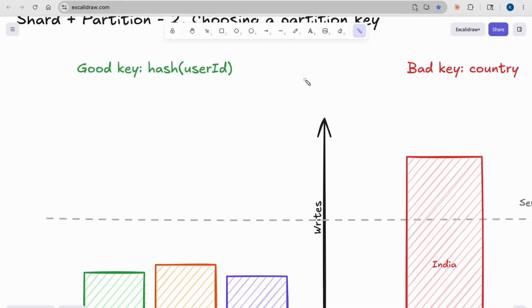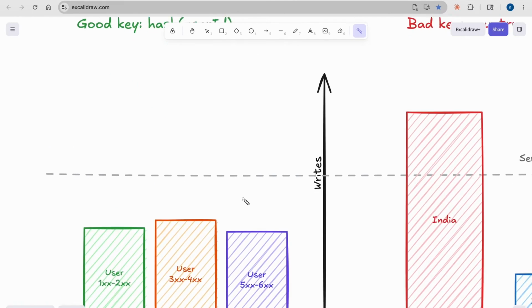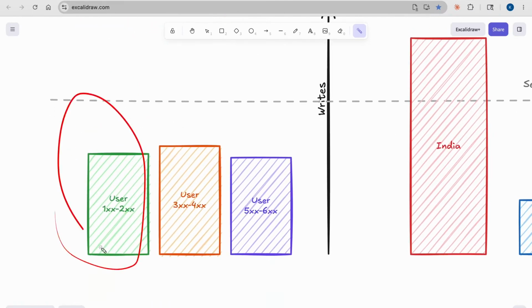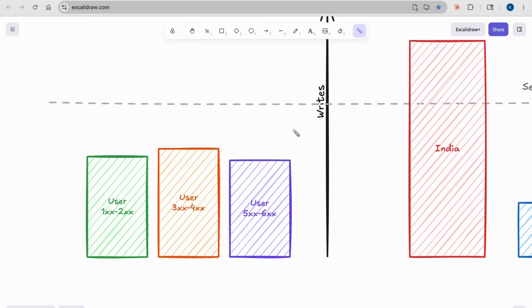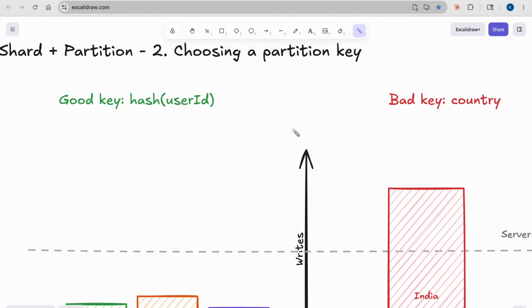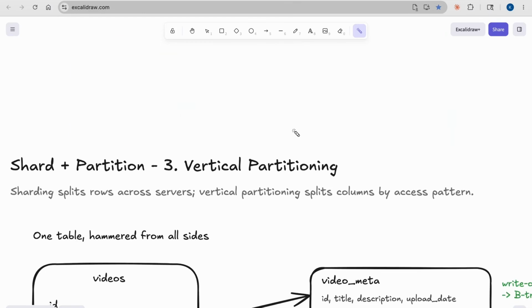So what if we choose the good key, which is hashing user ID? Hashing user ID might give numbers like 100 to 200 that one server can handle, and 300 to 400 that another server can handle. This way it gets evenly distributed, and it handles the traffic cleanly. So it is very important to understand what the ideal key is that can really help us with partitioning.